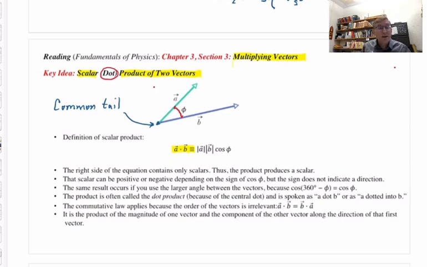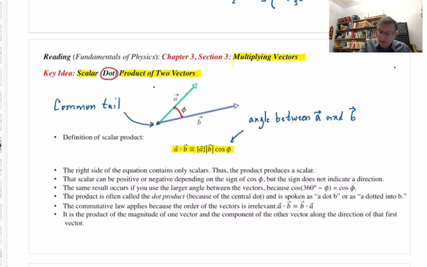Right? The definition of the scalar product of two vectors is, take the magnitude of one of the vectors, the first one, A, times the magnitude of the second one, B, times the cosine of that angle phi between them. Right? Phi is the angle between A and B when they're drawn with a common tail. That's the definition of scalar product of two vectors.